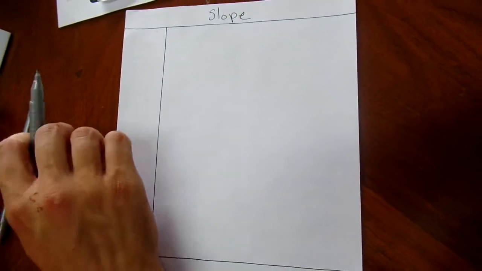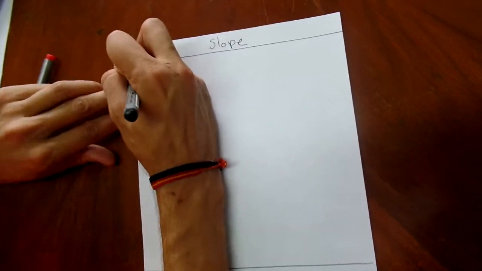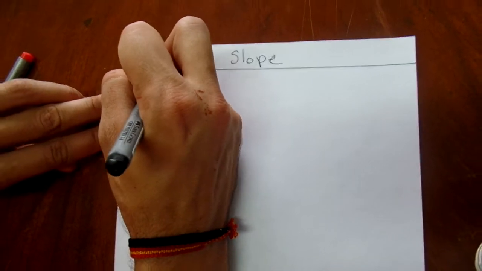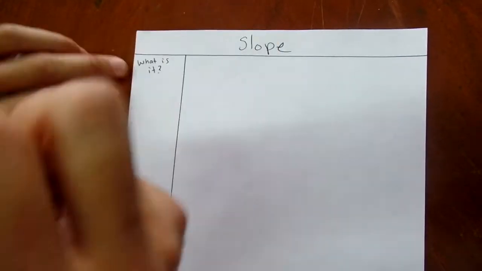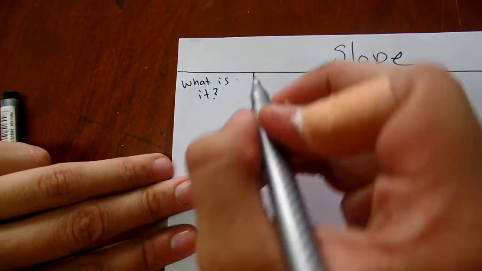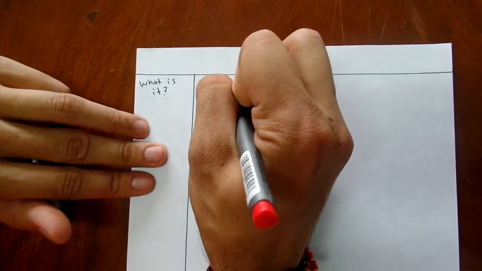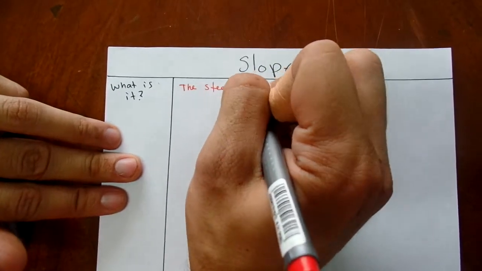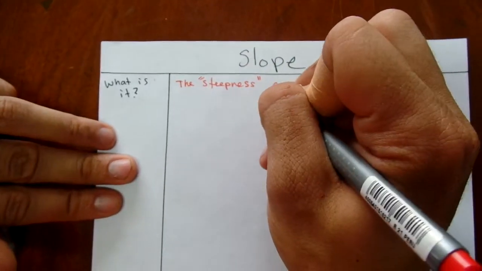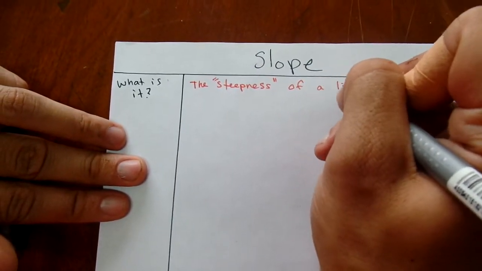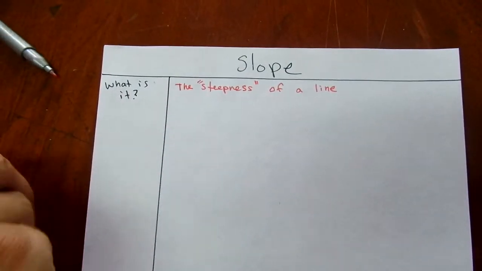Okay? So, first I want to know, what is it? Okay? So slope, in the math sense, is the steepness of a line. Okay? Let's see what that means.